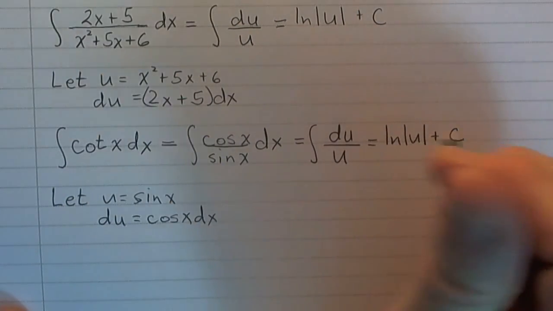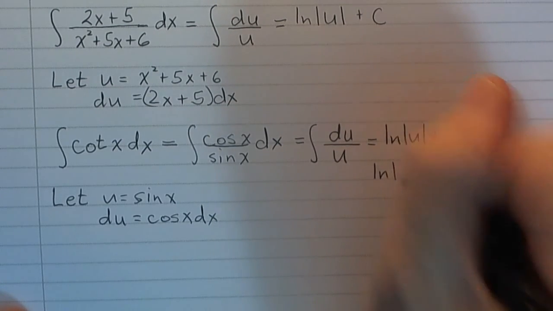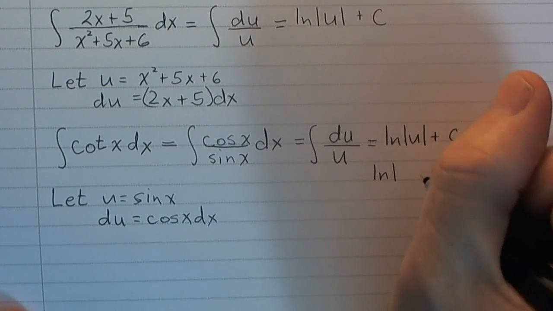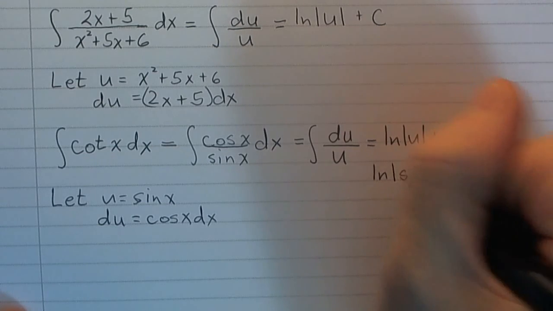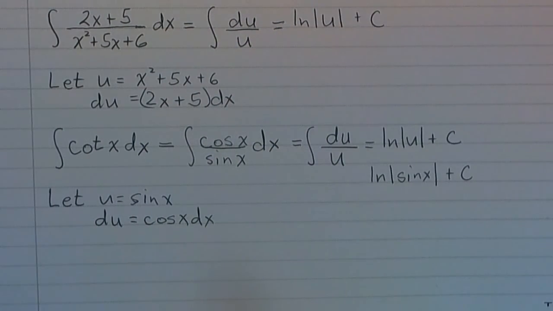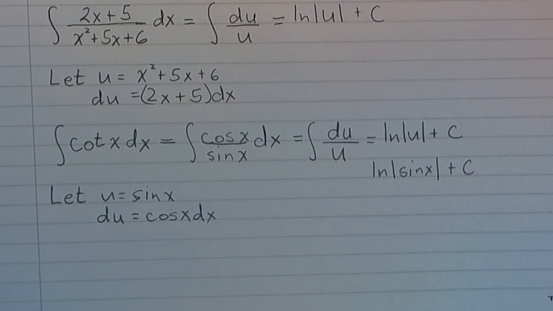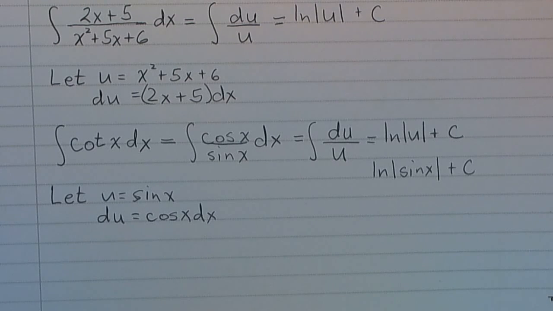There we have it. Now, remember, if we want to, we can go back and substitute back in and say, well, this is the natural log of the absolute value of sine x plus c. We could do that if we wanted to, but there's no need to. So these are just some examples of how we can use substitution.